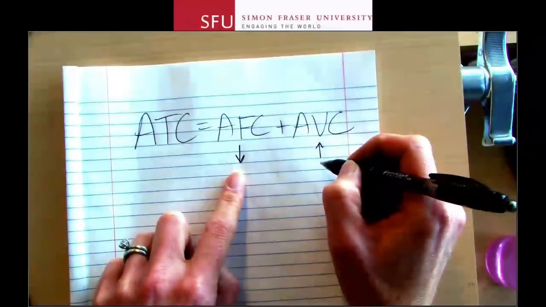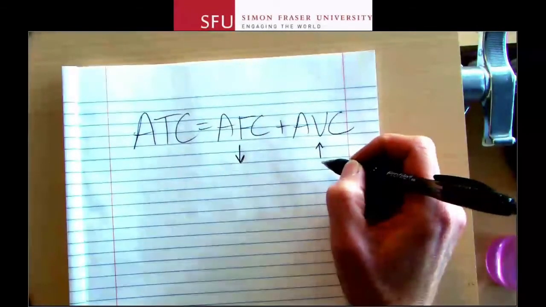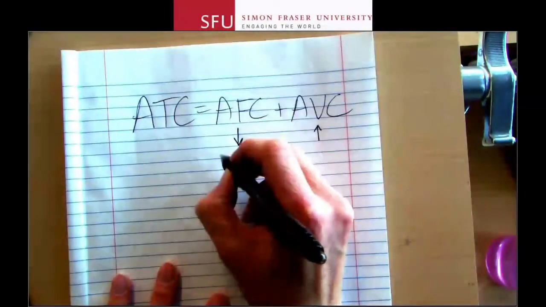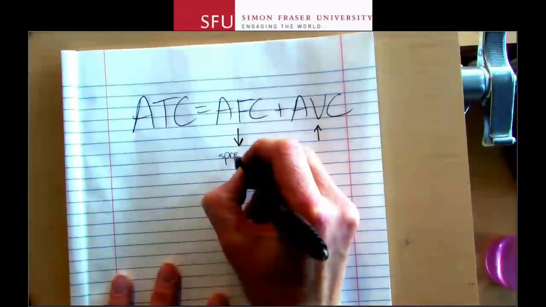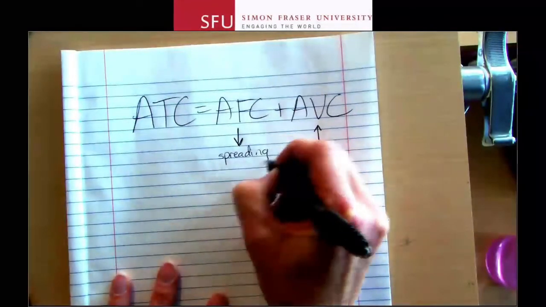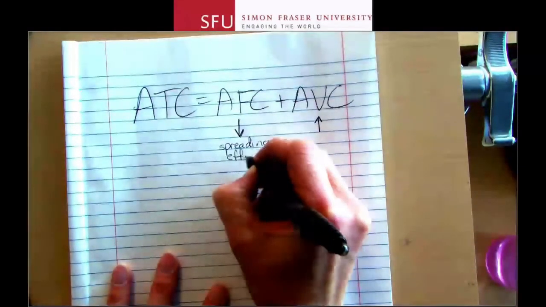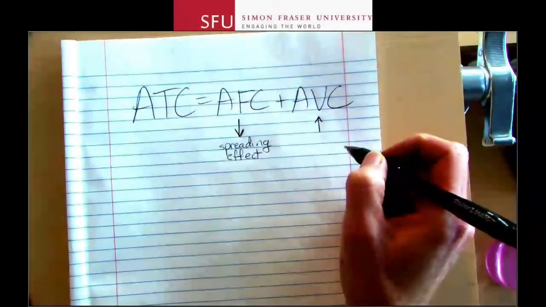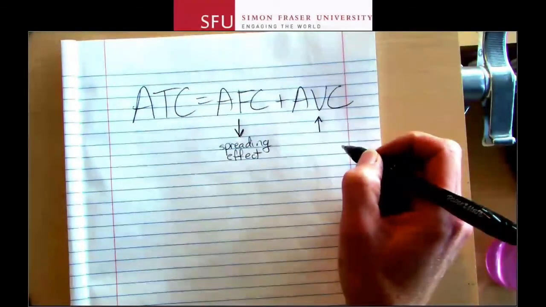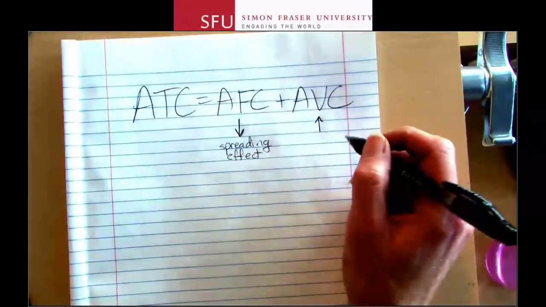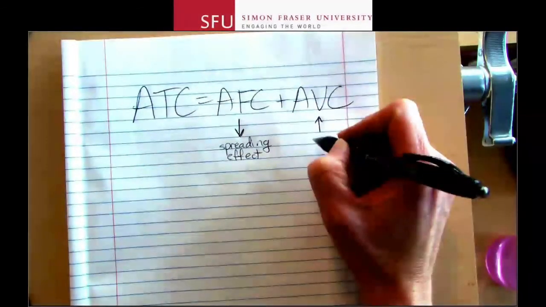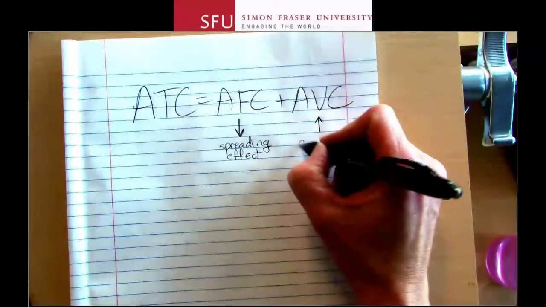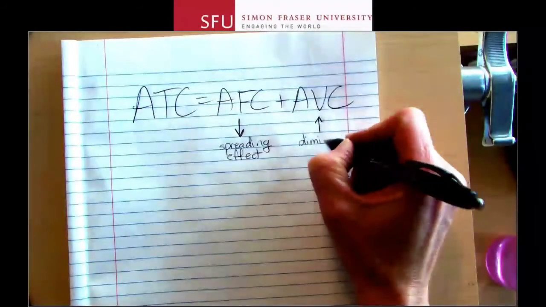So the decrease, there's a name for this, which is in your notes. We're going to talk about that next. This is called the spreading effect. So in other words, you get to spread out your fixed costs as you produce more. But then your workers become less productive because of diminishing marginal returns. And so then this increase in your average variable cost is called the diminishing returns effect.